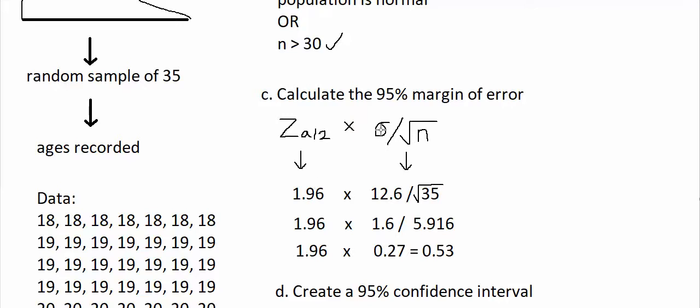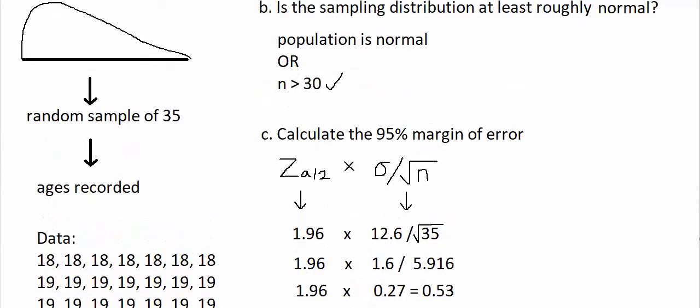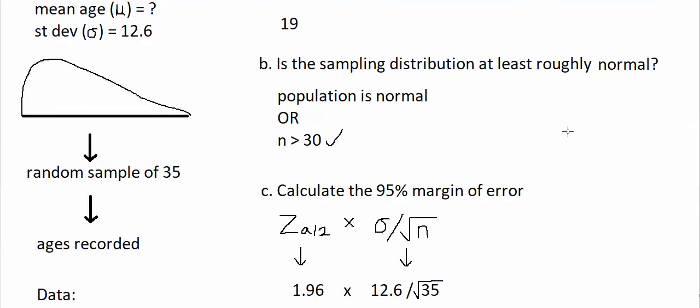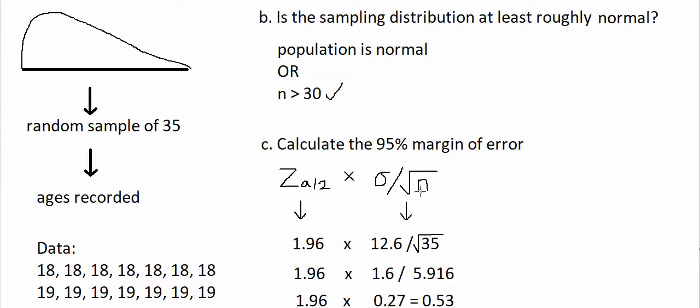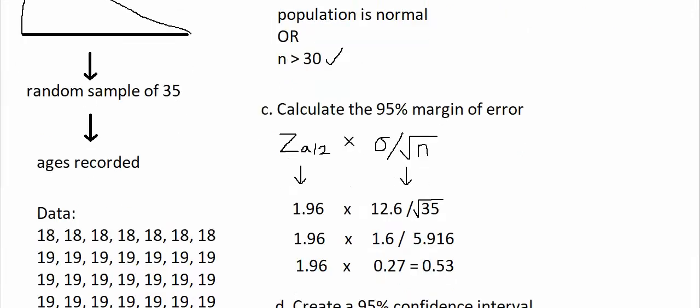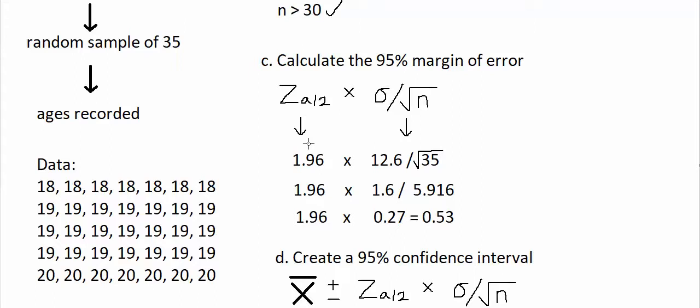The population standard deviation sigma is provided in the question. It's 12.6. The sample size is also provided in the question. It's 35. So we just plug in these three numbers. We find the square root of our sample size. We divide, and we multiply. The 95% margin of error comes out to 0.53.